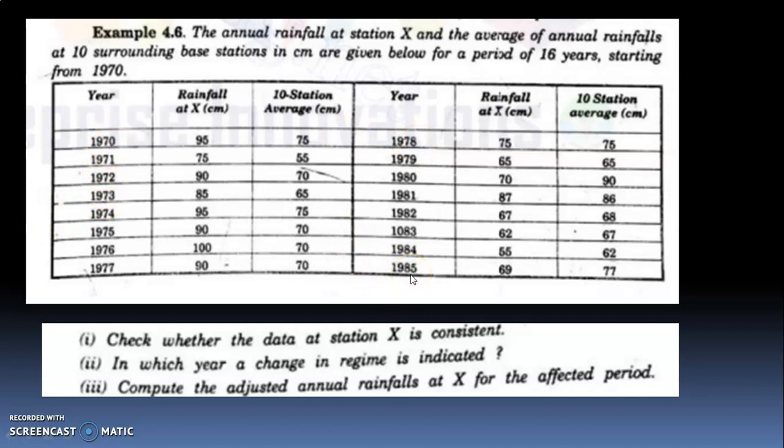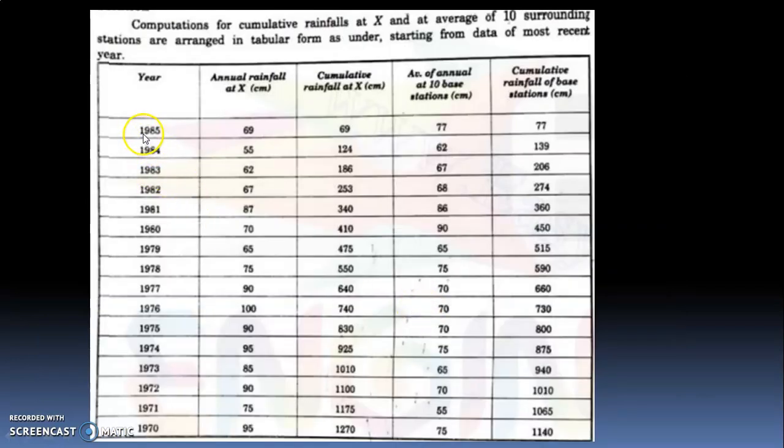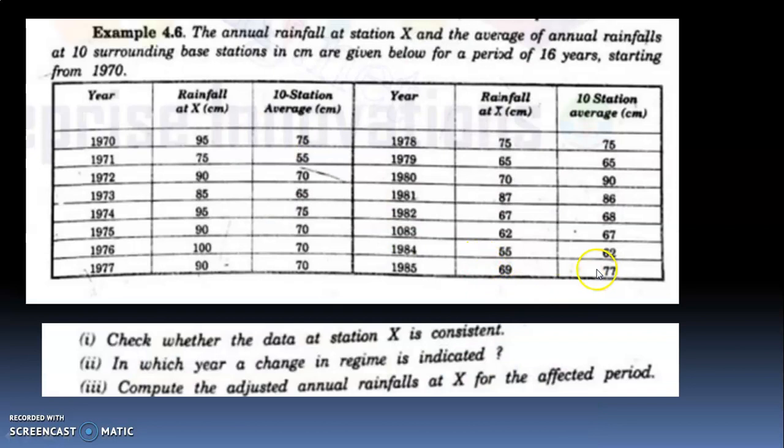So first we have to write the recent one, that is 1985. So that's why it is written here 1985, 1984, 83, 82, 81 till 70, and respective rainfalls are noted down. That is 69, 55, 62. Okay, here then the 10 station average is also given.